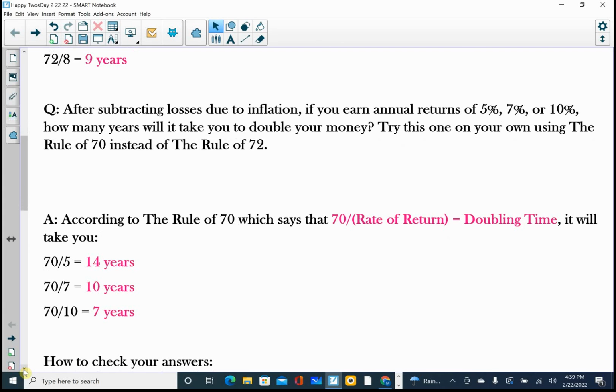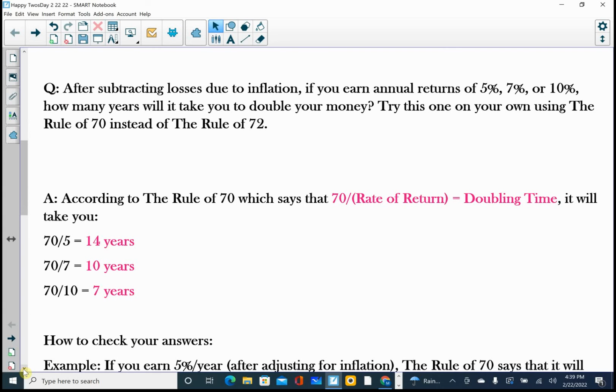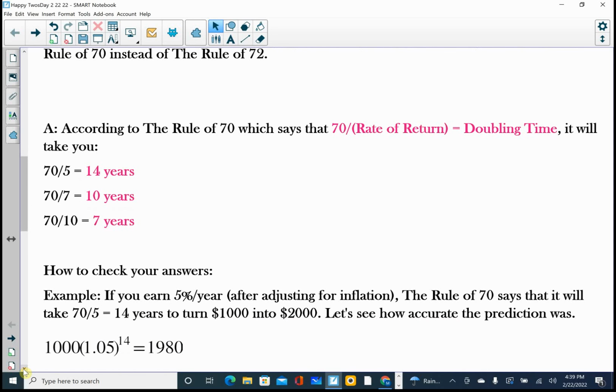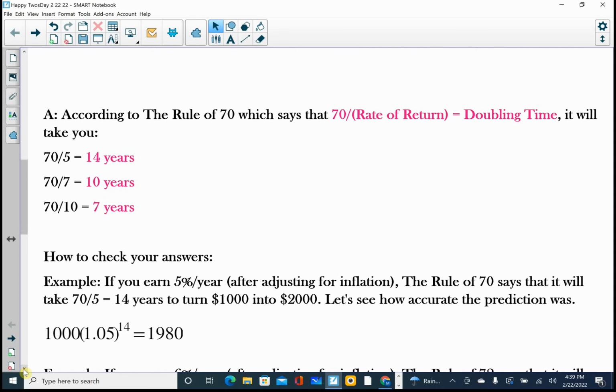So now let's talk about how to check your answers. You can use this for any rate of return. It's the easy application of compound interest. Let's take a look. If you earn 5% a year after adjusting for inflation, the rule of 70 says that it'll take you 14 years to turn $1,000 into $2,000. Let's see how accurate that prediction was. You take 1,000 times 1.05. That's your original 100% plus an additional 5%, so a total of 105%. So your growth factor is 1.05.